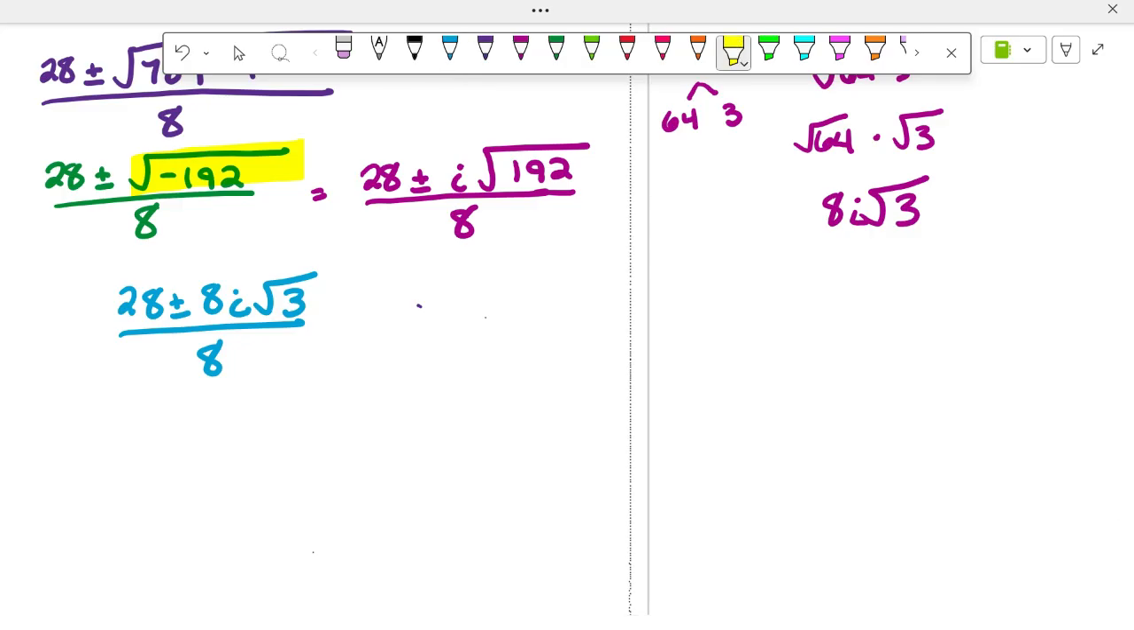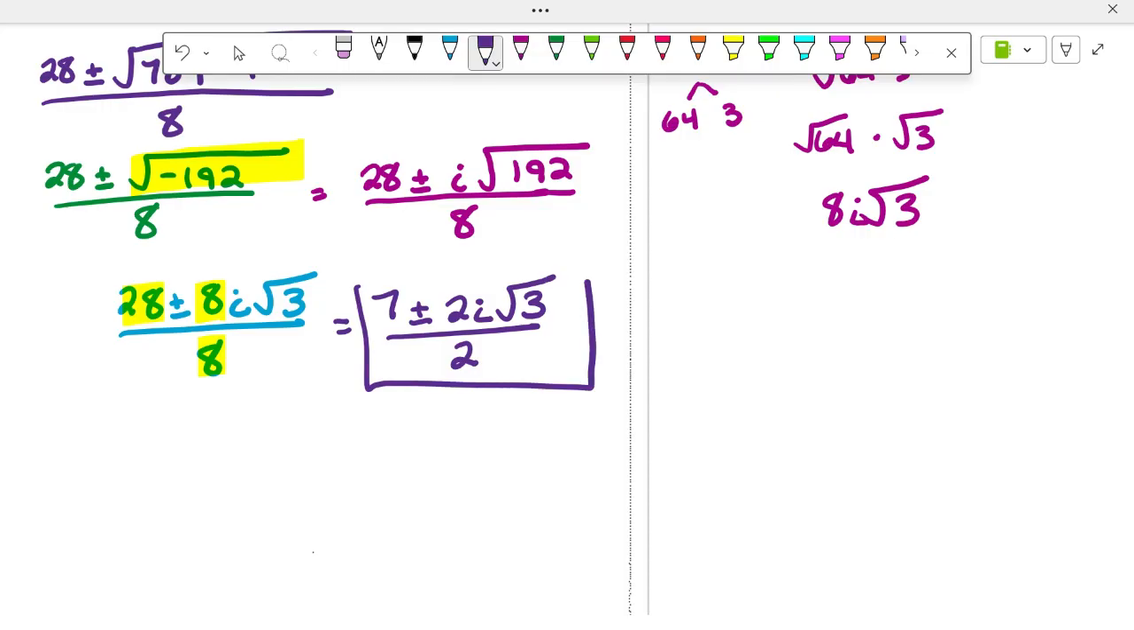Now, my last step is to make sure that these fractions simplify. So is there a number that can go evenly into 28 and both of those 8s? 4. So 28 divided by 4 is 7, plus or minus 8 divided by 4 is 2. Still keep the i and the square root of 3, all over 2. Now, even though 2 and 2 can go into each other because of that 7, we're not going to go any further. So this is my answer.